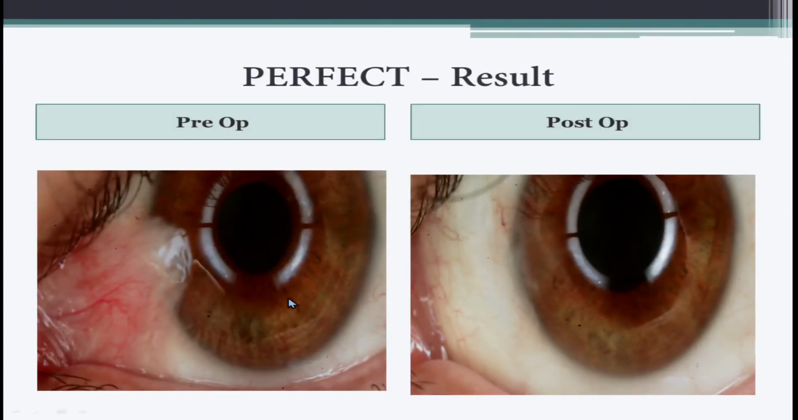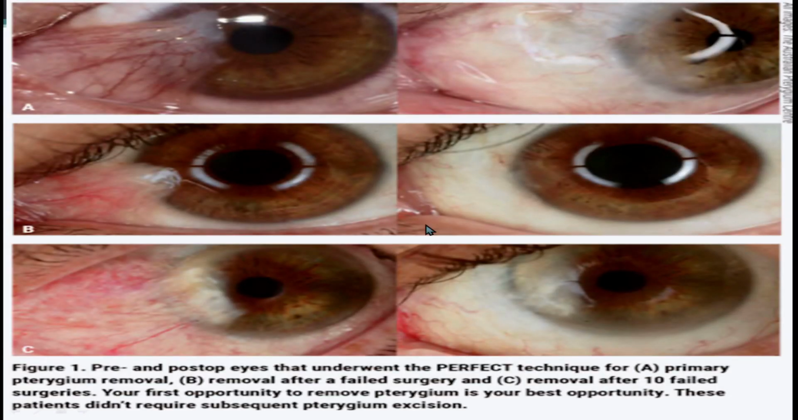These are some of the pictures of Dr. Hirst, who had done this. This was a primary pterygia case. This is again a few pictures. This was a primary pterygia. This was a recurrent pterygia, and this patient had surgery almost 10 times, and this was done with the PERFECT technique, and this is the outcome that we can see.